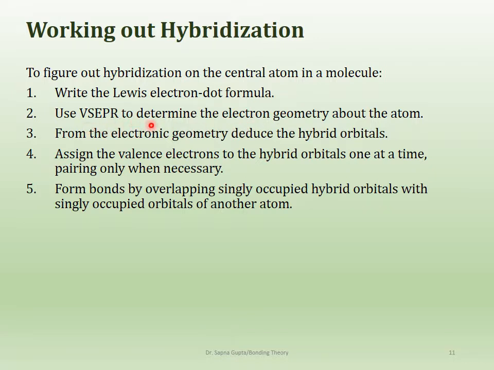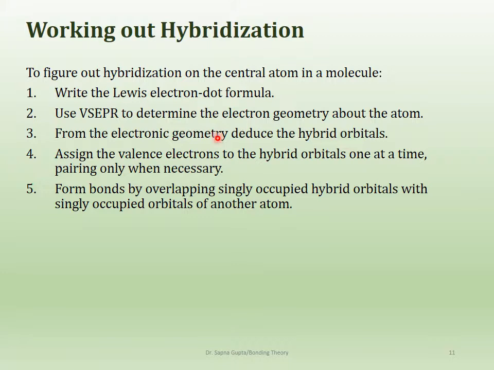Use the VSEPR theory to determine the electron geometry. Remember, the electron geometry for us is the AX formula, because that gives you the total number of electron groups around the central atom. I'm not talking about the shape of the molecule. There are two different things. So I'm talking about electronic geometry, which is how many electron groups you have around the central atom. From the electronic geometry, you can figure out what the hybridization will be.